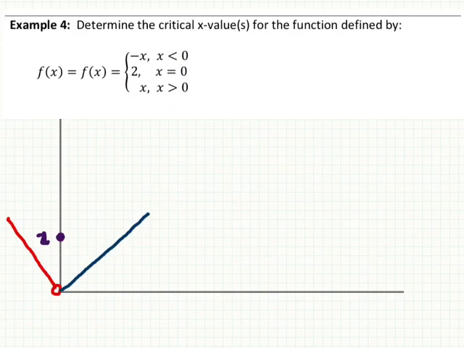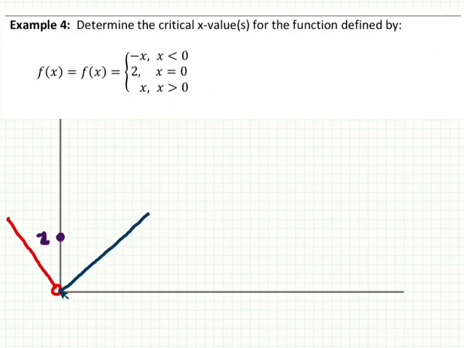So let's take a look. Based on this graph, what are my critical values? Well, let's see here. What can I say? I think my critical value is at x equals 0. Well, why? Let's take a look. It's defined at x equals 0. The value is 2. But the derivative does not exist. Why? Well, it seems that at this point there's a cusp. What else? It's also discontinuous. So therefore, the derivative does not exist.